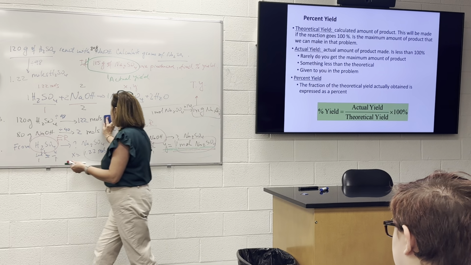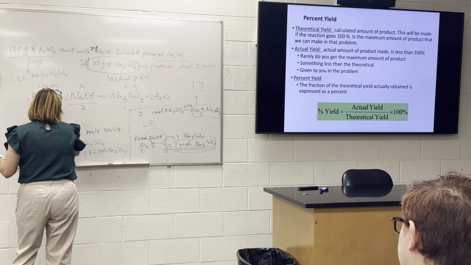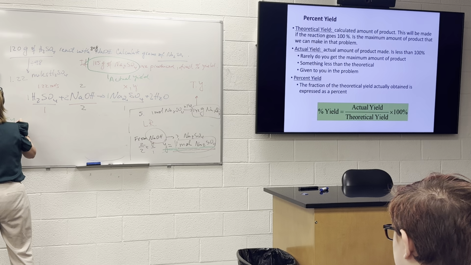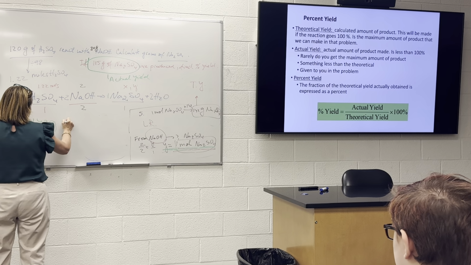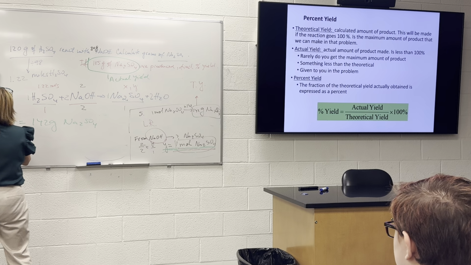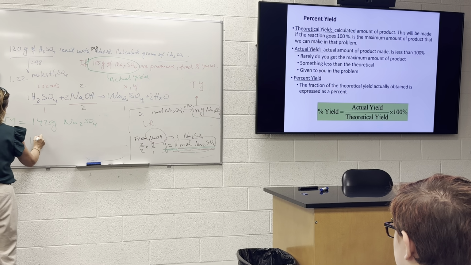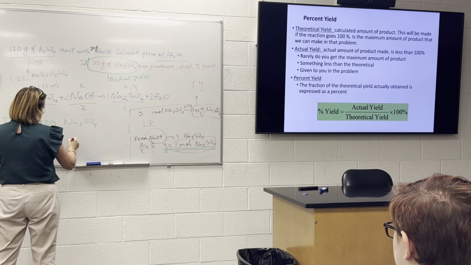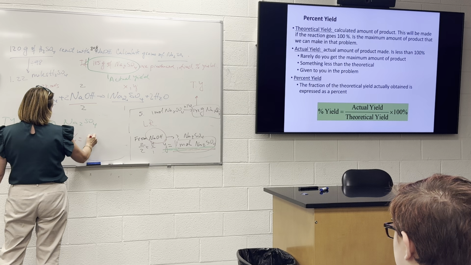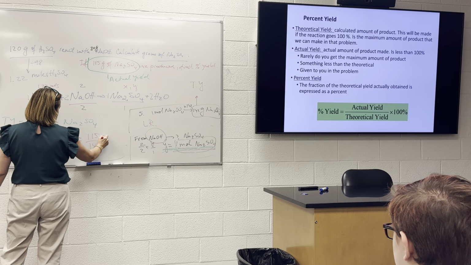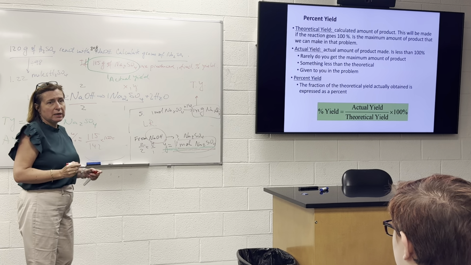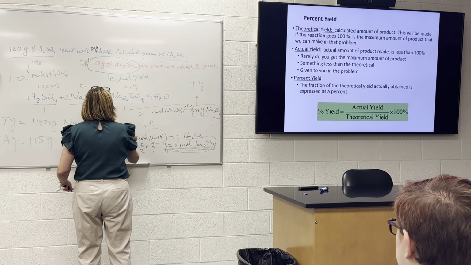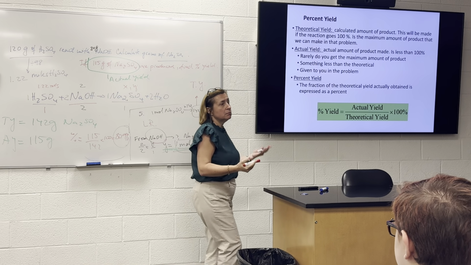So in this problem, my theoretical yield is 142 grams of Na2SO4. The actual yield is given to me as 115 grams of Na2SO4, so the percent yield will be 115 over 142 times 100. No idea how much that is, we can calculate it. 80.9%. Okay, so that would be if I am asking about percent yield.